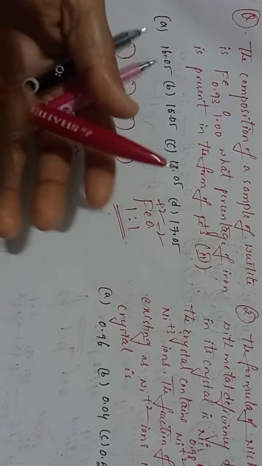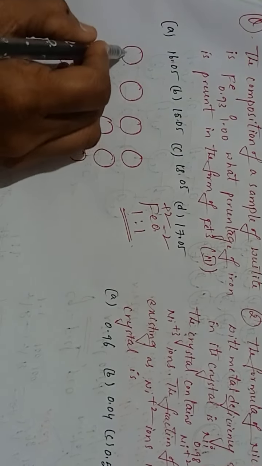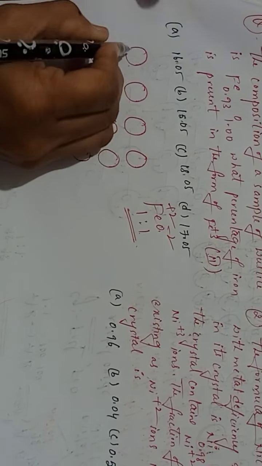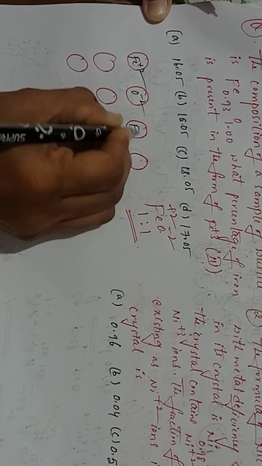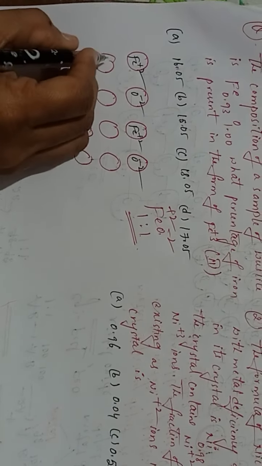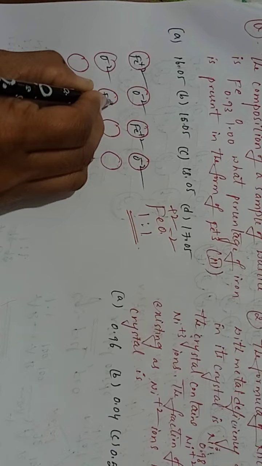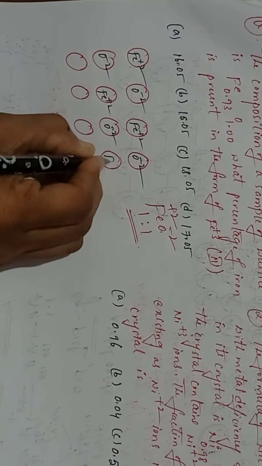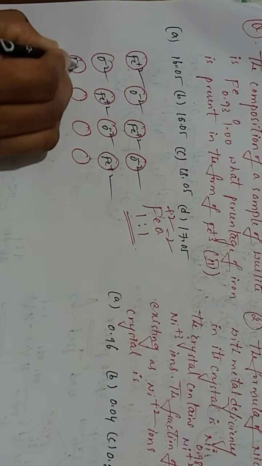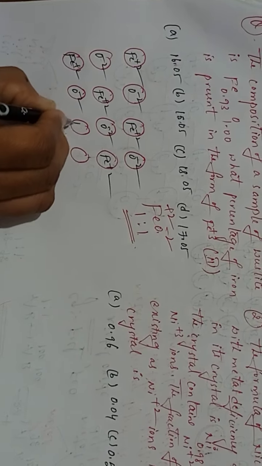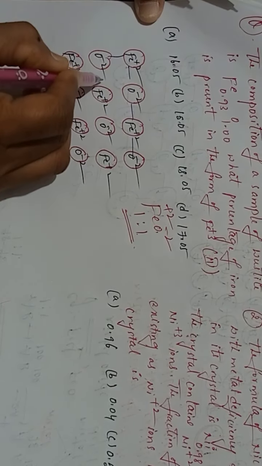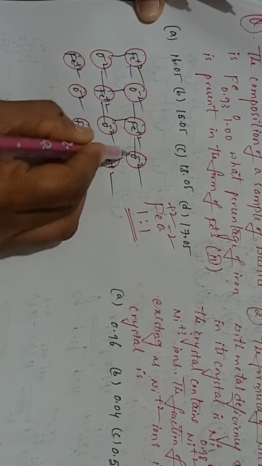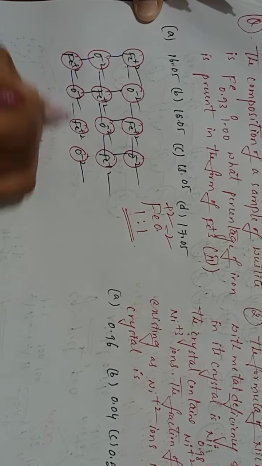See here, which ions are here? One Fe+2 ion is missed here. Correct or not? Once again I am discussing: Fe+2, O-2, Fe+2, O-2, O-2, Fe+2, O-2, Fe+2, Fe+2, O-2, Fe+2, O-2. See this one here, this is the crystal lattice, students. So from this, one Fe+2 ion is missed.